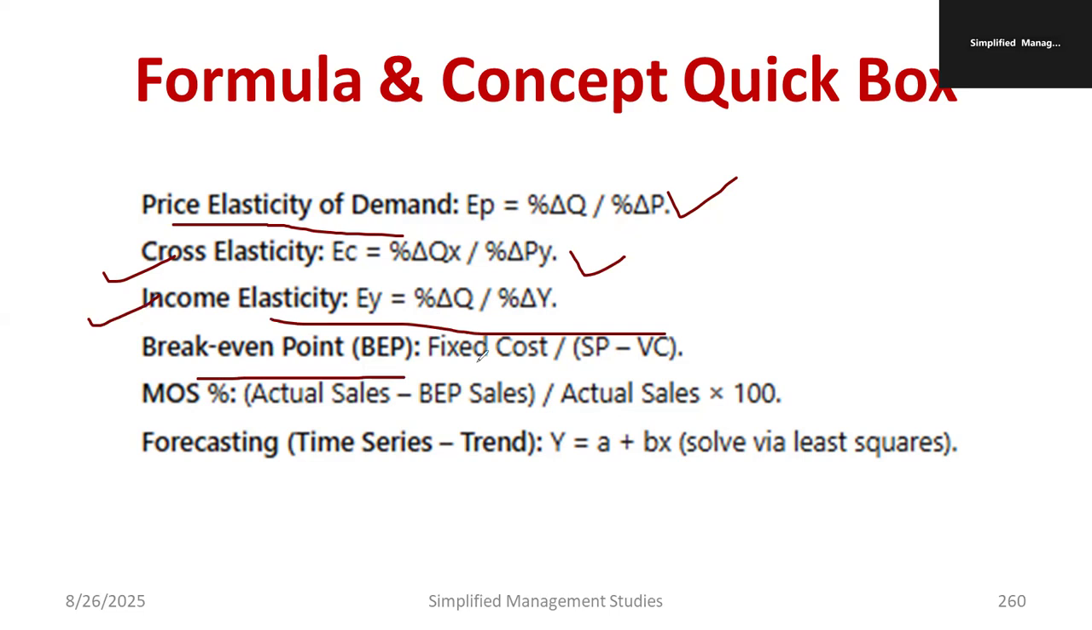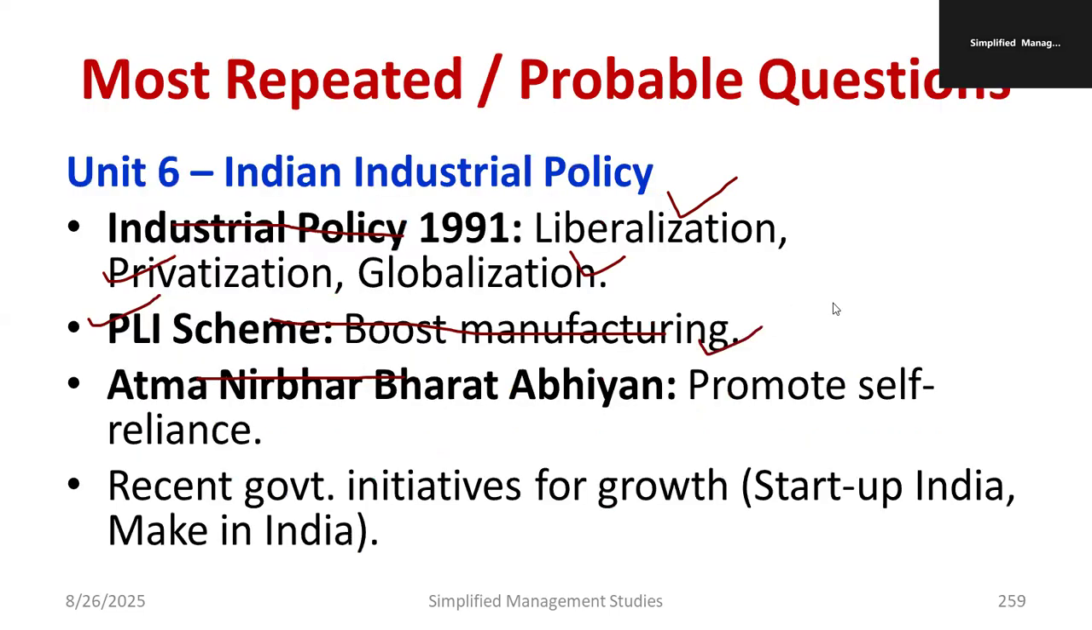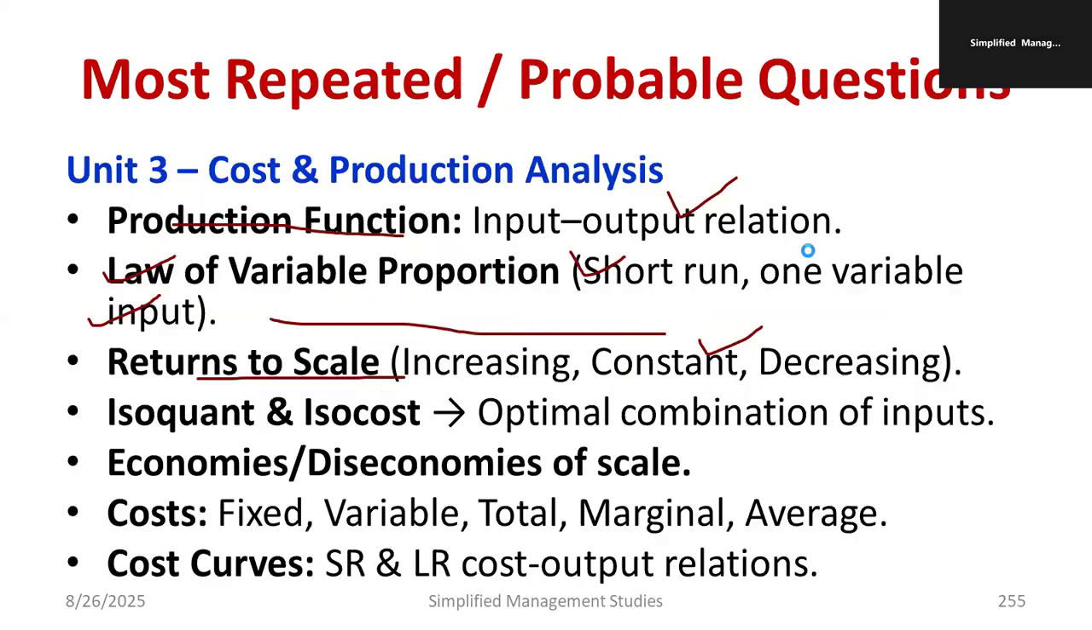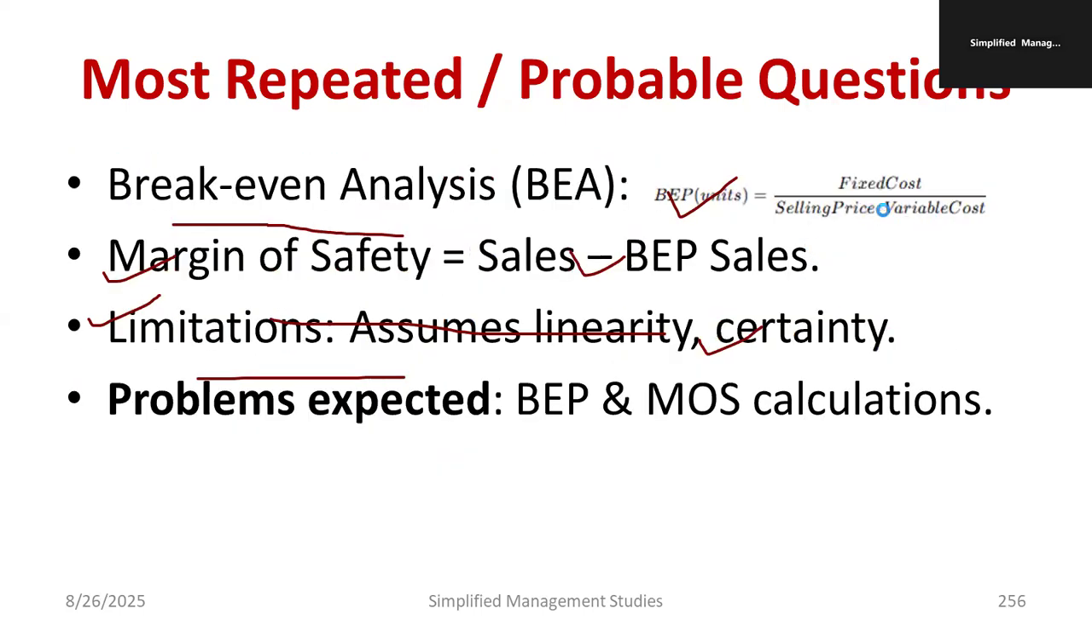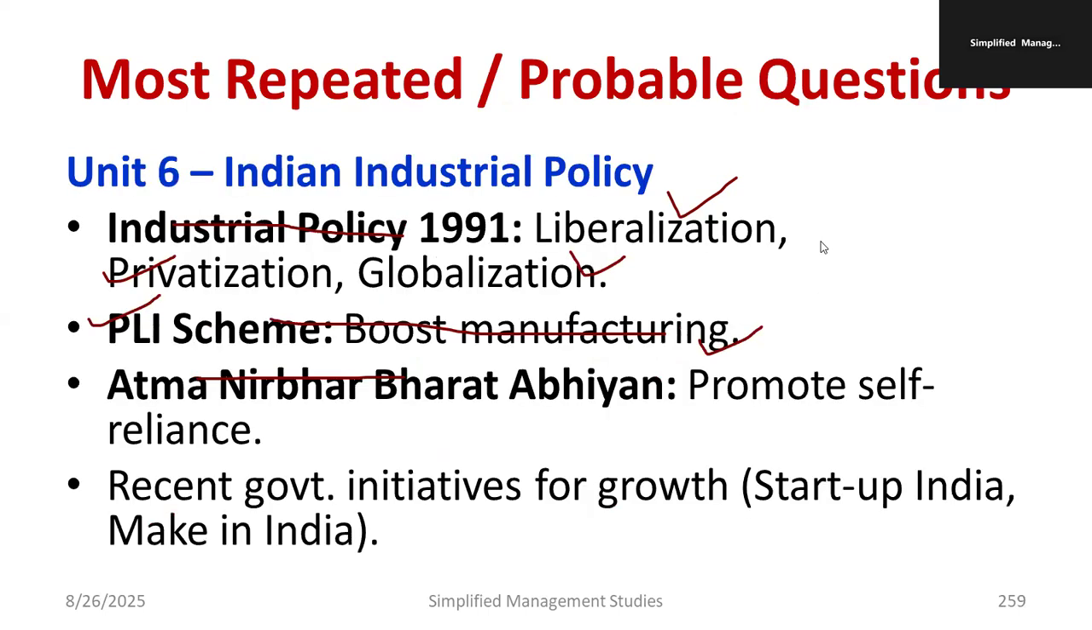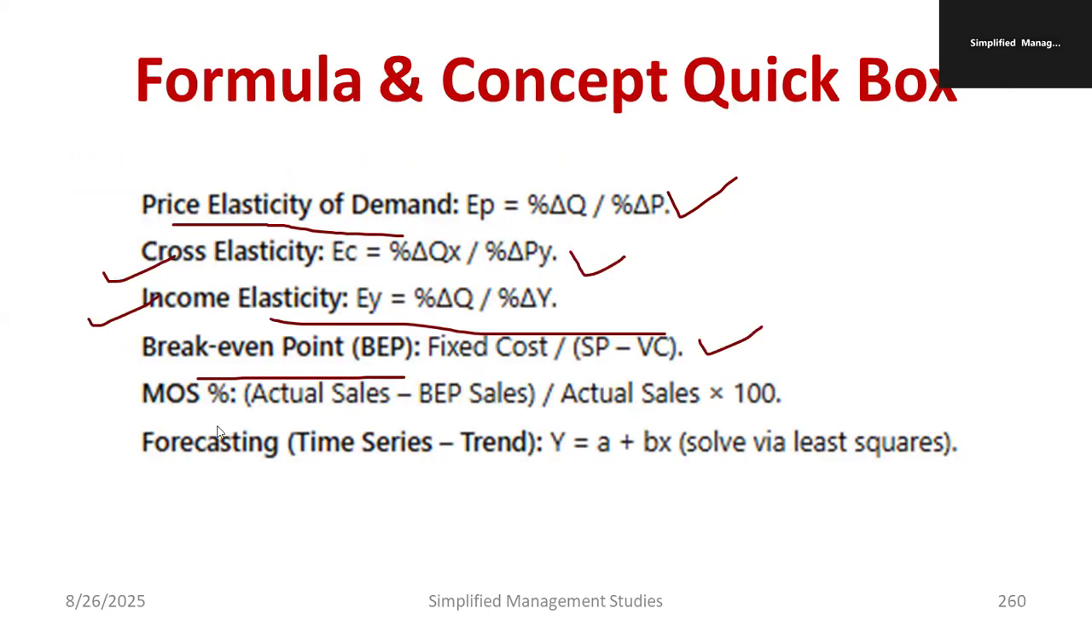Similarly, break-even point: fixed cost divided by selling price minus variable cost. Already we mentioned. Okay, see this formula: selling price minus variable cost. It is not plus, it is minus only. It is a ratio of fixed cost by selling price minus variable cost, that you have to take care. Similarly, MOS: actual sale minus BEP sale divided by actual sale into 100%.